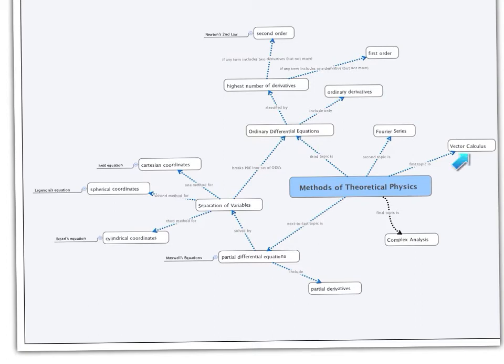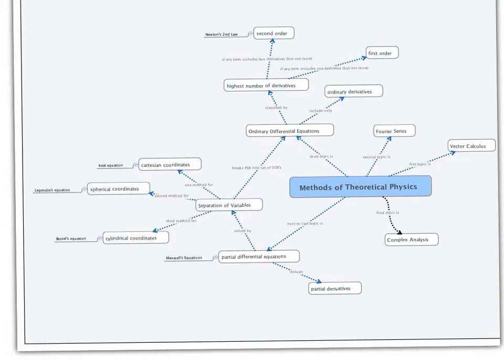Here we've got vector calculus, and the relationship line says first topic in the class is vector calculus. Here we have second topic, Fourier series, third topic, ordinary differential equations. And then we're kind of skipping ahead a bit. We've got next to last topic is partial differential equations. The last topic is complex analysis. Now, I haven't really put in any of the details about several of these topics, as you can see.